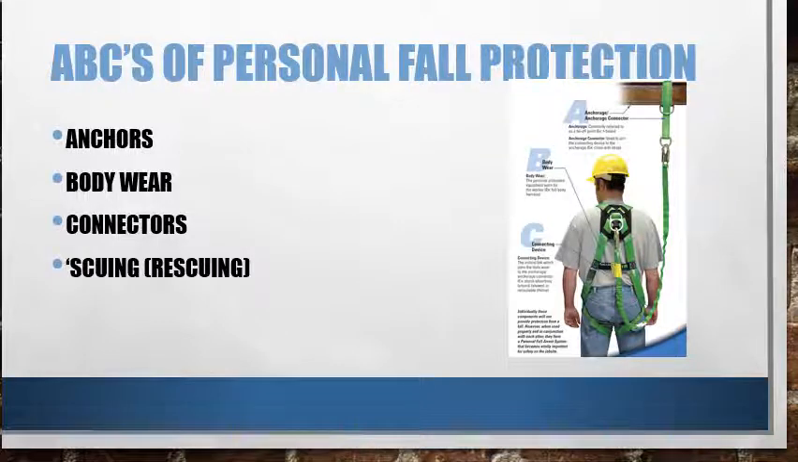They had the ABCs all lined out, and then somebody came along later and said, well, you're forgetting a point. You're forgetting a fourth point. And so instead of making it ABCD, they made it ABC and apostrophe S. ABCs, apostrophe S. So A, anchors, B, bodywear, C, connectors, and then apostrophe S for skewing or rescuing. Somebody was being cute there.